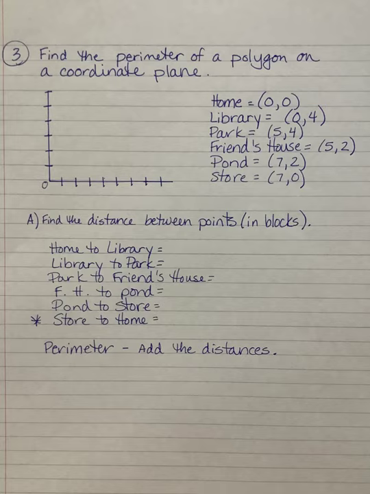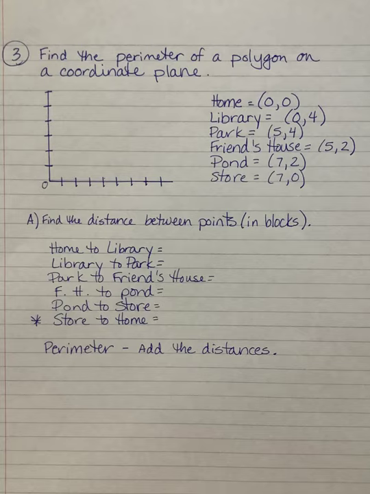Okay, in box number 3, we're going to find the perimeter of a polygon on a coordinate plane. So we're going to look at the perimeter, which is the distance around. And to do that, we're going to plot some points. We're going to use an example from the book, and basically somebody's going from their home to the library, then to the park, then to their friend's house, then to the pond, then to the store, and then they go back home. And they want to know what is the perimeter of that, how far did they go around the perimeter.